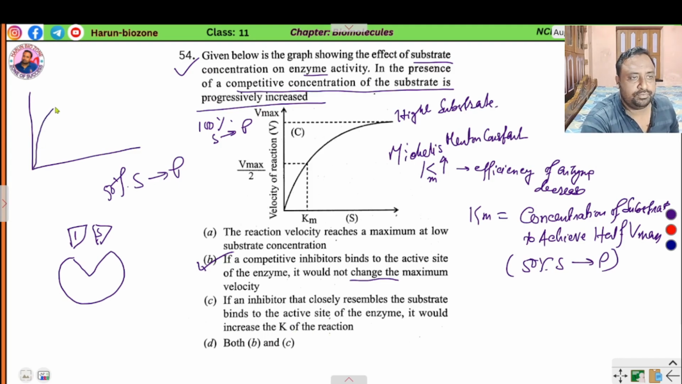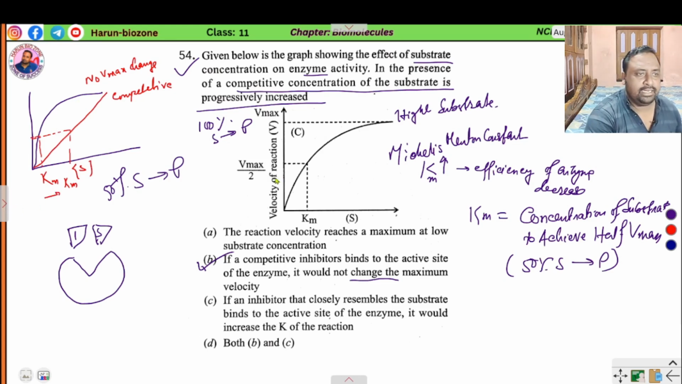If this is the normal reaction, in case of a competitive inhibitor the slope looks like this. So no Vmax change. But Km, this is substrate concentration, so here the Km value increases in case of competitive inhibition. But in case of non-competitive inhibition, Km is the same, but Vmax decreases.